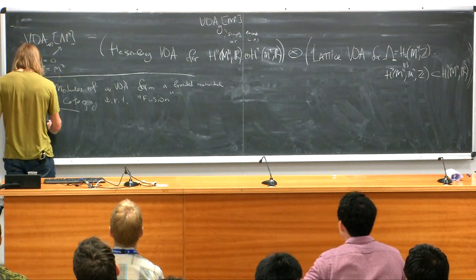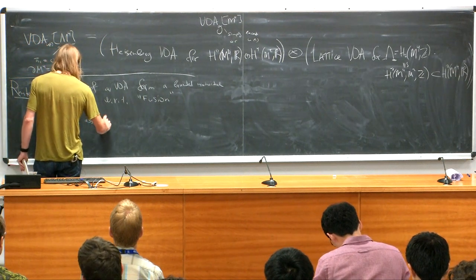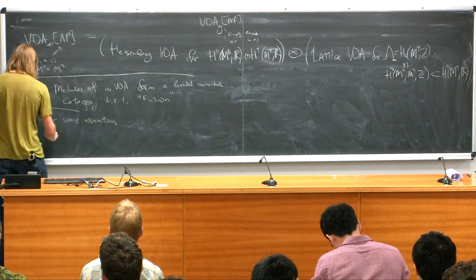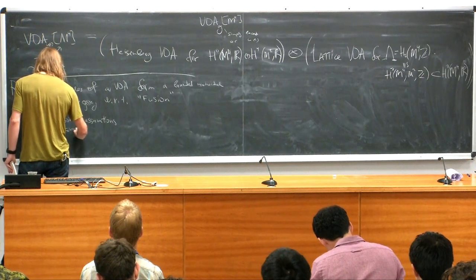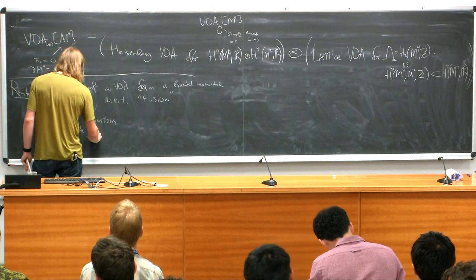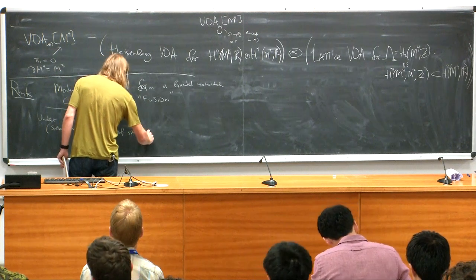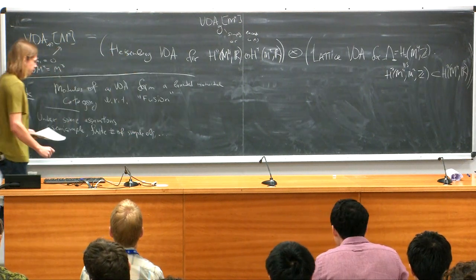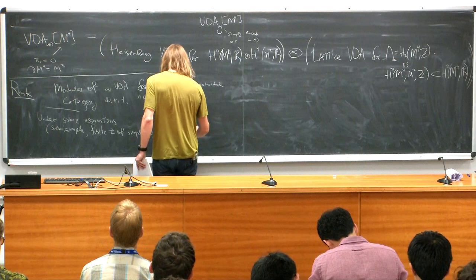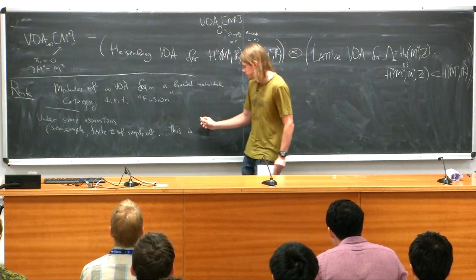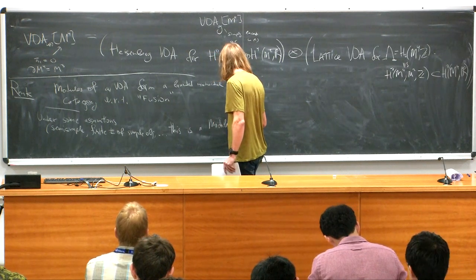And moreover, under some assumptions, which include semi-simplicity, so this category is semi-simple, and there is a finite number of simple objects, and moreover, there are some non-degeneracy conditions. This has a more rigid structure. This is the structure of what is called a modular tensor category.